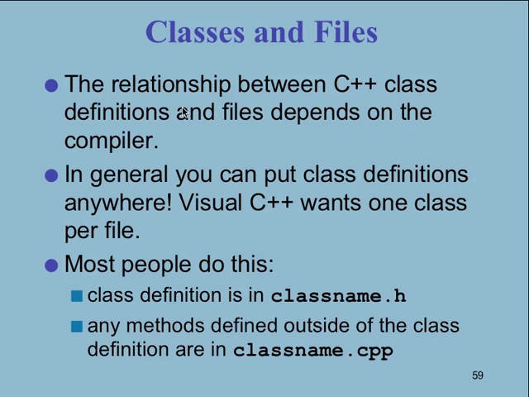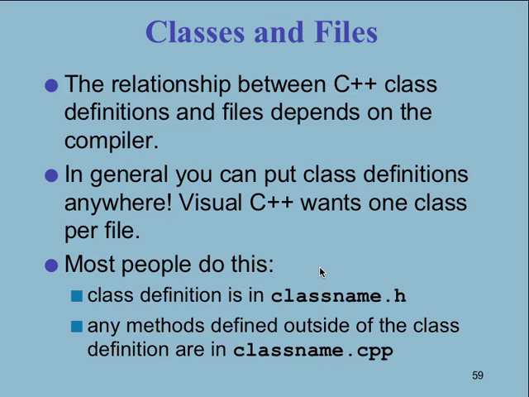And just to review a little bit more, here we have the classes and the file system that's related to it in general. We could put everything all into one file, but normally we separate it out. Most people put the class definition in the class name.h, and any methods defined outside of the class definition, they put in the .c++ file with the same name. And C++ does not have the requirement that the file name has to match the class.